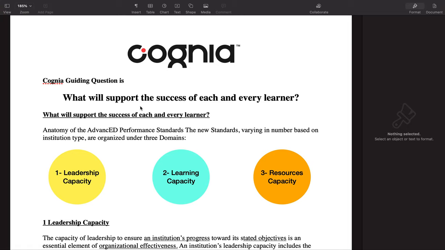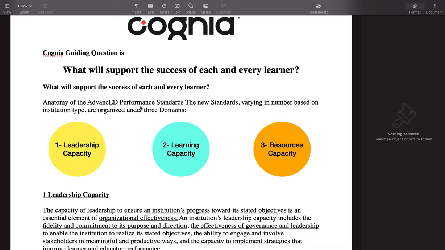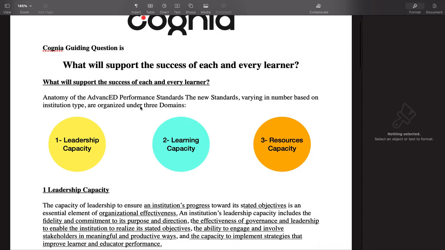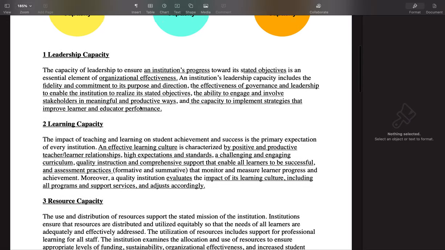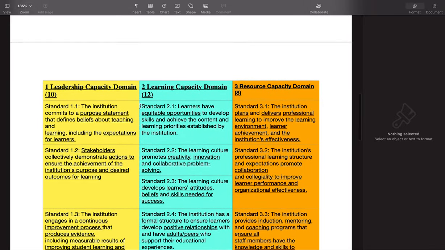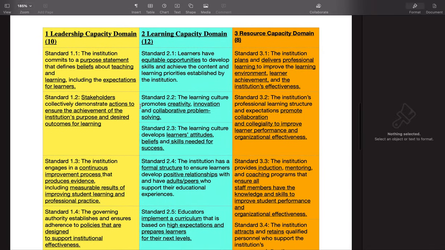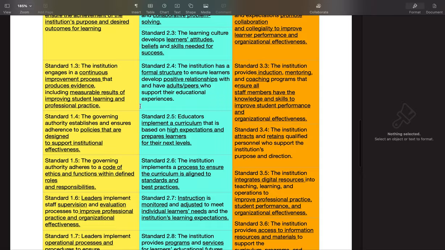In this session, we are going to identify the guiding question that guides all the Cognia processes of accreditation. Also, we are going to look at the three pillars or the three domains that Cognia accreditation focuses on. We're going to define each capacity and each domain. And finally, we are going to highlight the standards of each domain and highlight the keywords in each standard.